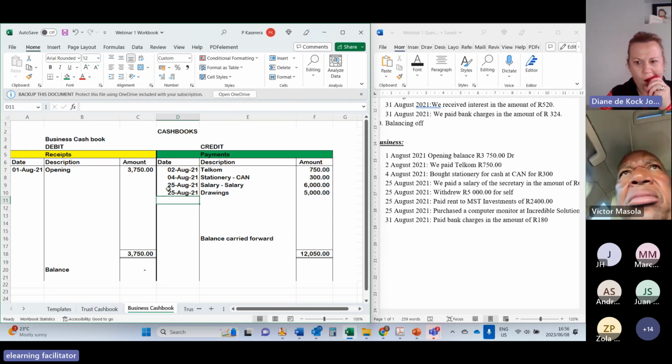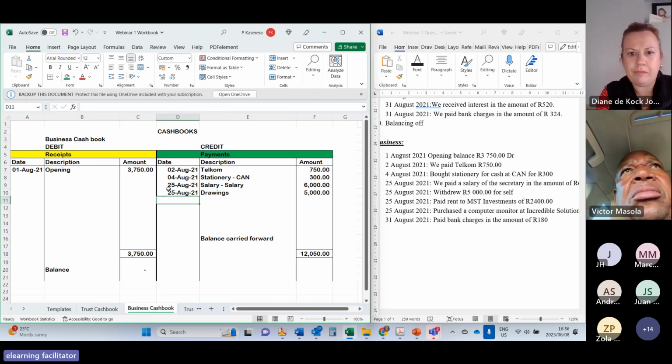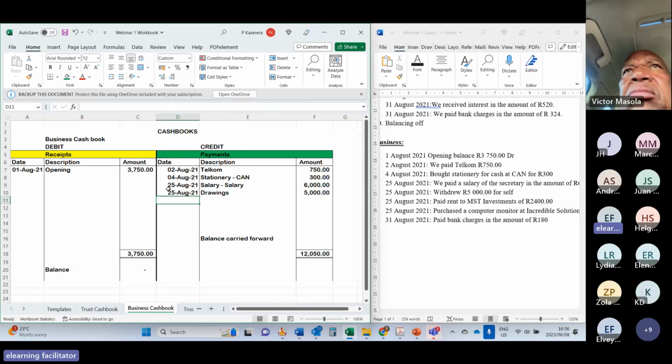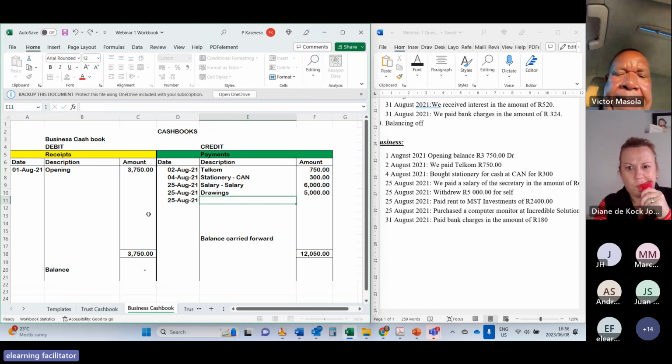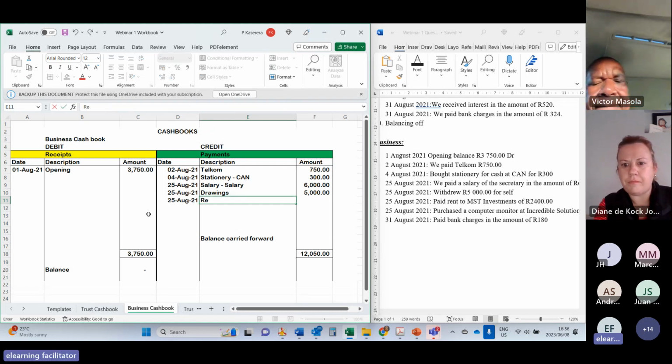A sole prop is allowed to draw. And because they are taxed on their profits, the drawings account is just recording what they've taken. If they take more and there's still tax to be paid, they will have to bring in money back and pay tax.